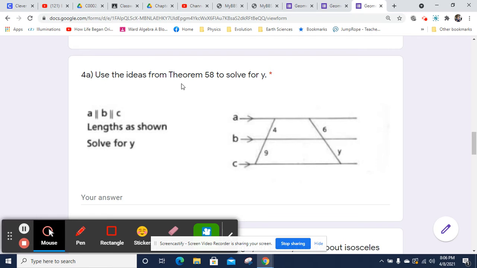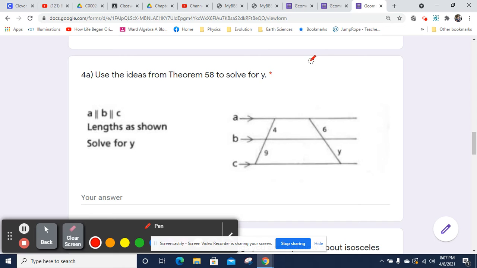So we're going to use the ideas from Theorem 58 to solve for y. We know that lines A, B, and C are all parallel. The lengths are shown, so 4 and 9 and 6 and something or other. What we need to do is figure out what y is, and we can just create proportions. I can say 4 is to 9 as 6 is to y, or y is to 6 as 9 is to 4, or y is to 9 as 6 is to 4. All of those will work as proportions.